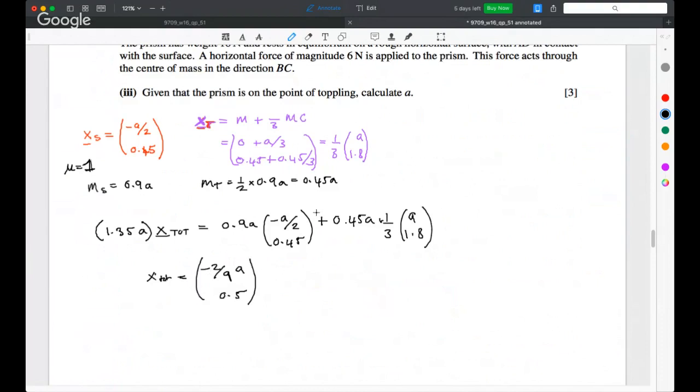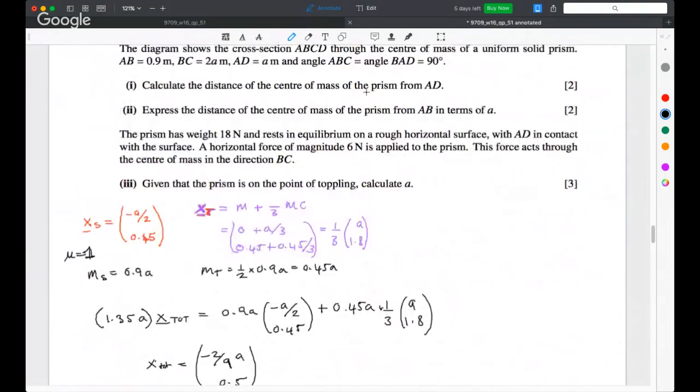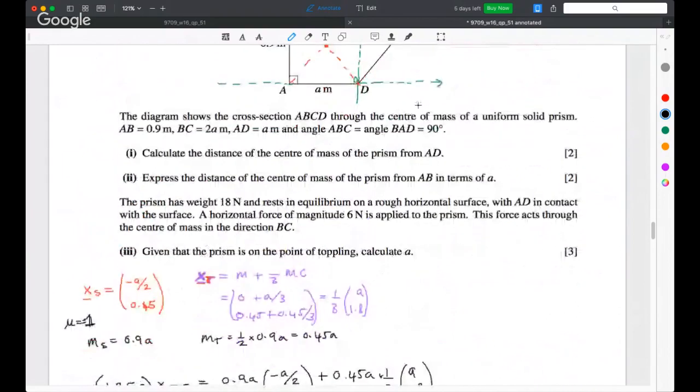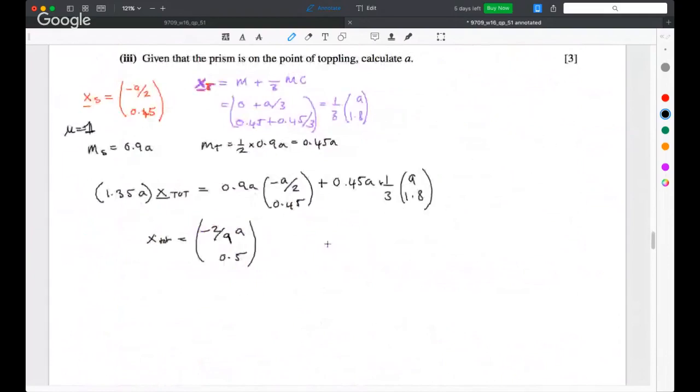So therefore, we go back to the question. Calculate the distance of the center of mass of the prism from AD. AD is just the x-axis, so the distance of the center of mass is 0.5. Now that seems a lot of work for one question. You didn't have to work out everything in the y-coordinates, but it's always useful. So the answer is going to be 0.545 meters.